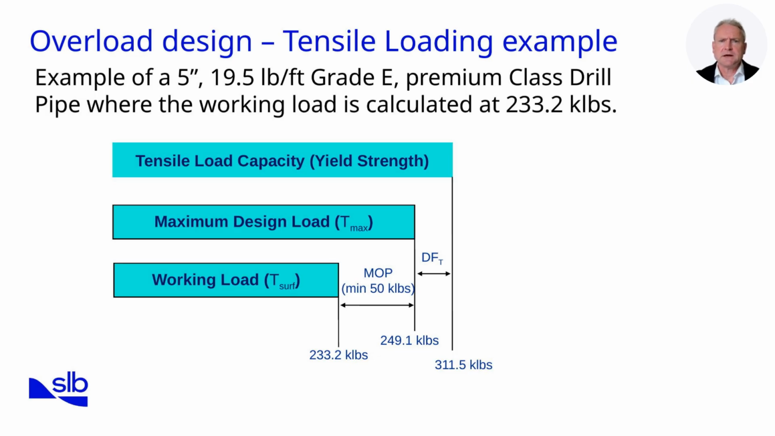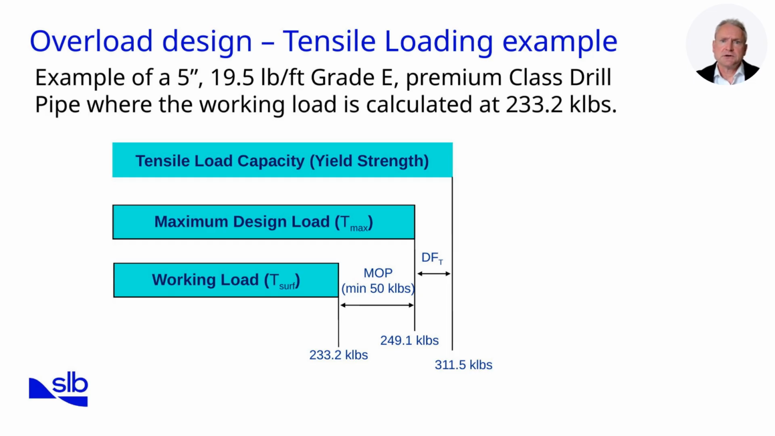Next, we calculate the working load. That's the actual force expected at the surface. To do this, we take the buoyed weight of the drill pipe and the drill collars, meaning their weight after accounting for the lifting effect of the drilling mud. In this example, the working load comes out to 233.2 thousand pounds.